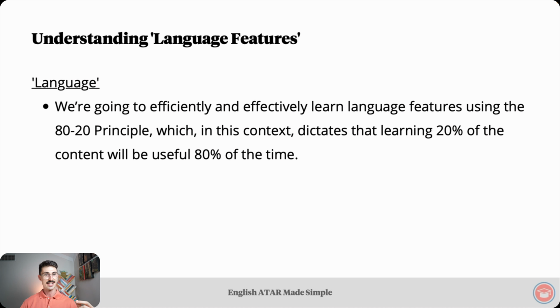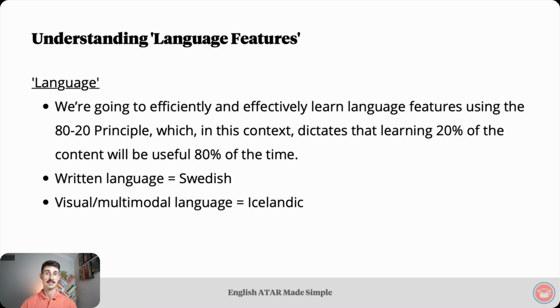Next section of the lesson, we discuss understanding this term language features. And in this portion of the lesson, we discuss that we're going to efficiently and effectively learn language features using the 80-20 principle, which in this context dictates that learning 20% of the content will be useful 80% of the time. And we broke down this word language into 3 different types of language in the context of English ATAR. We've got written language, and we'll refer to that as Swedish. The connection between written language and Swedish will make sense in the language features Bible. I'm just using a bit of an analogy. Visual and multimodal language is Icelandic, and auditory language is Polish.